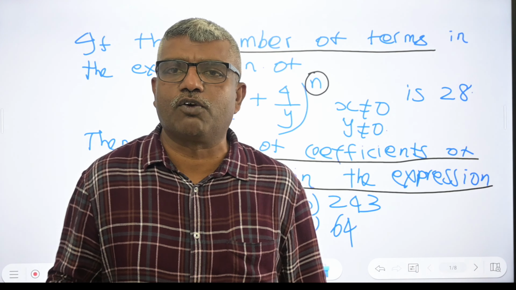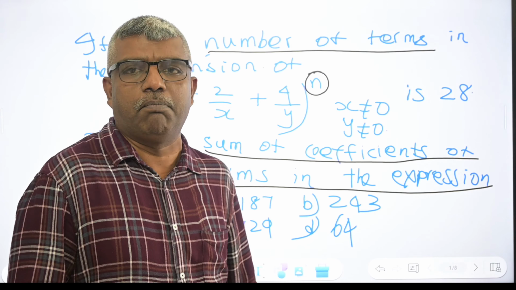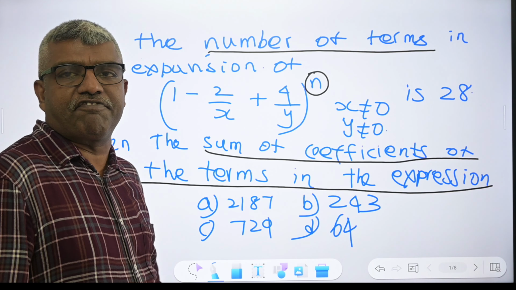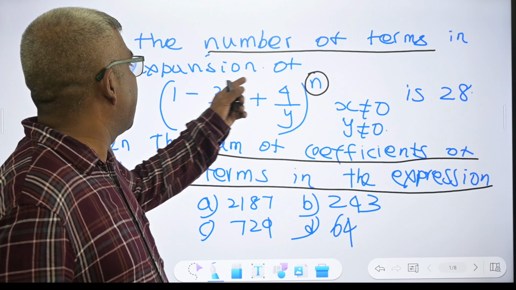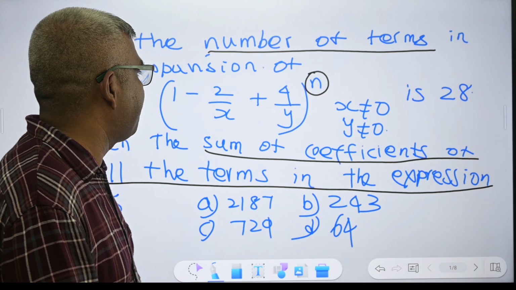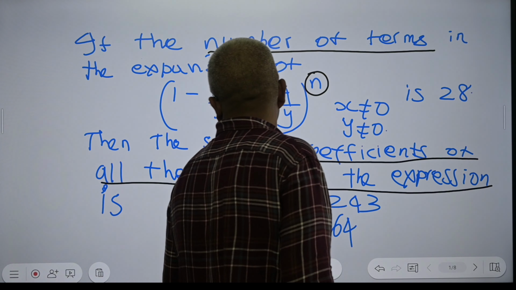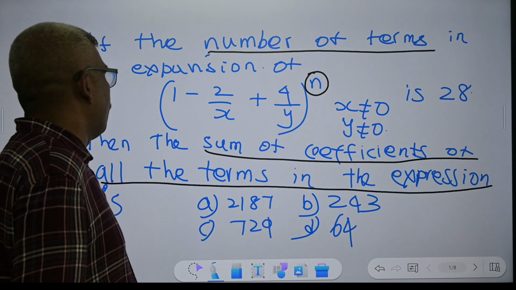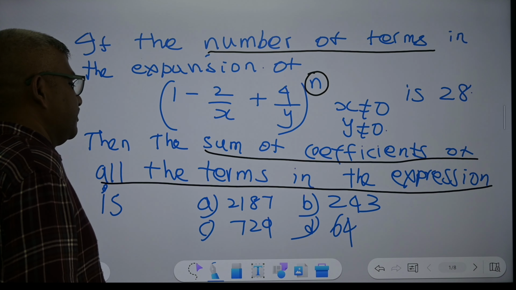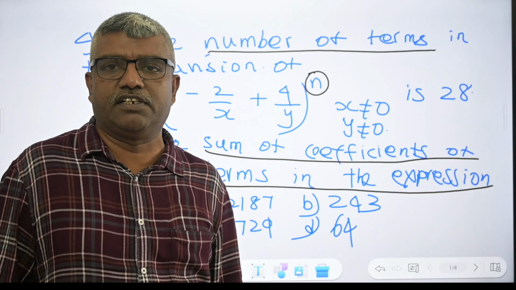In this lesson, we are going to see a JEE Main Maths past paper question in the topic of multinomial. Interesting question. Look at the question. If the number of terms in the expansion of (1 - 2/x + 4/y)^n is 28, then the sum of coefficients of all the terms in the expression is, and they have given four options. It is a 2016 question.